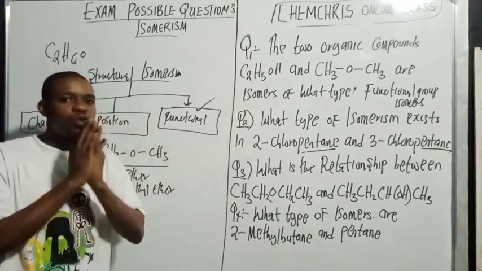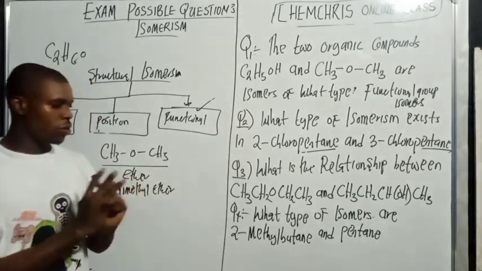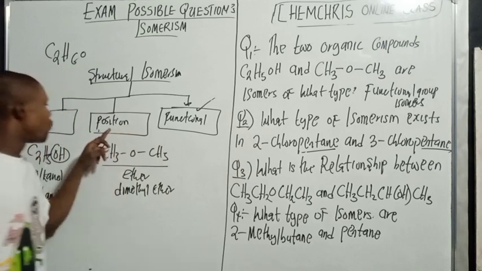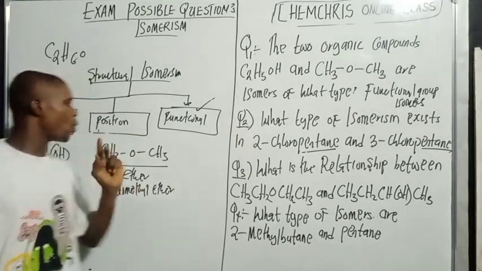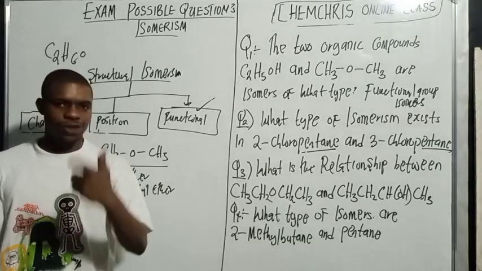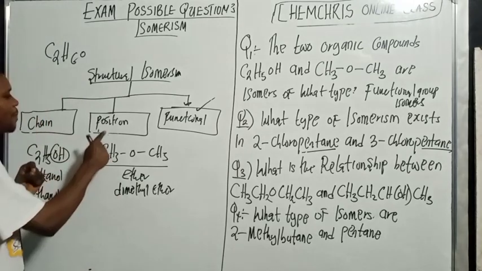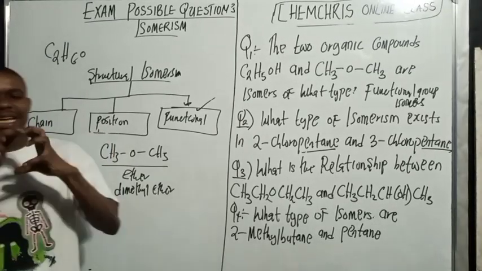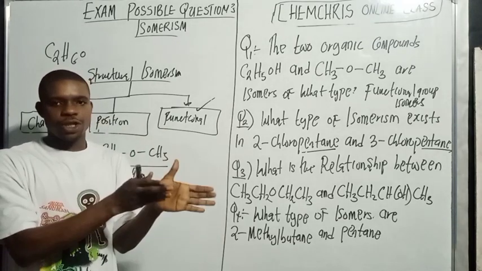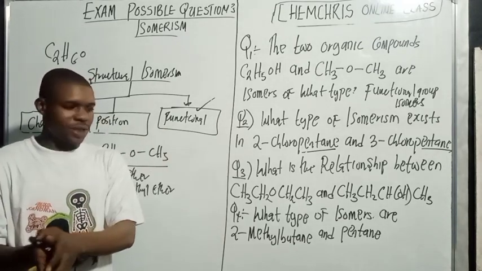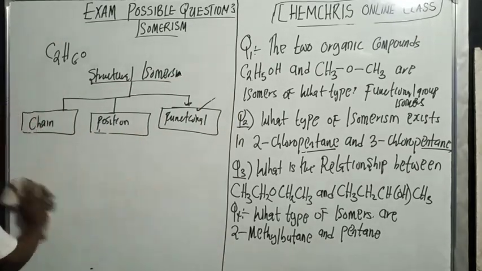In chain isomerism, the parent chains are not the same. But in positional, the parent chains are the same. Understand this: when we talk about chain, the parent chains are not the same. When we talk about positional, the parent chains are the same. Now, in positional isomerism, the two compounds look alike. The only difference is the position of the functional group. Do you understand? Let me explain this very well.